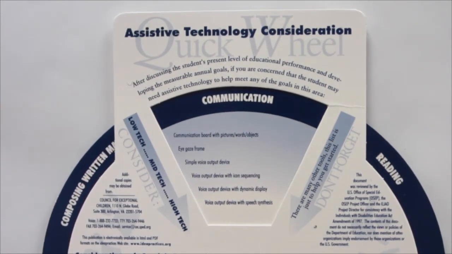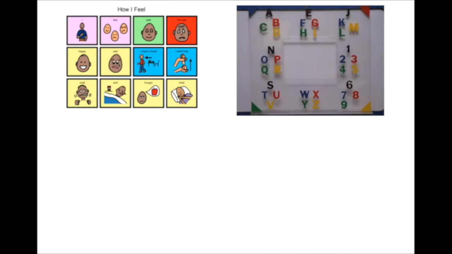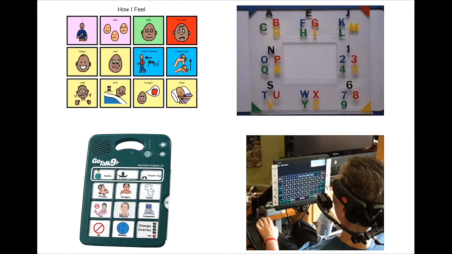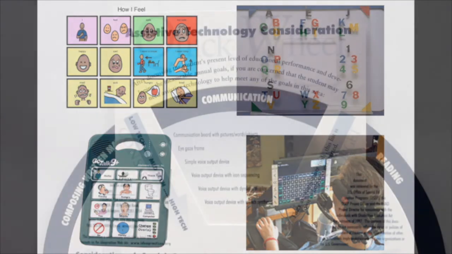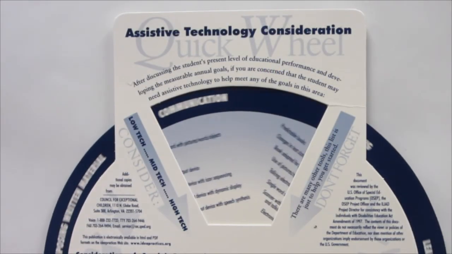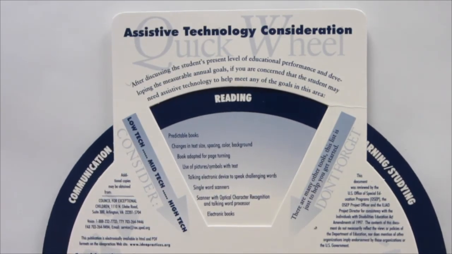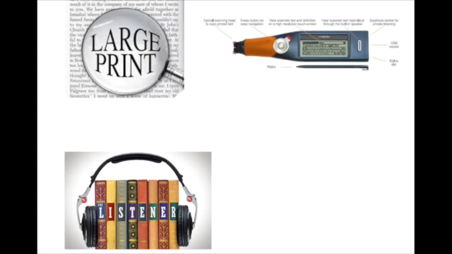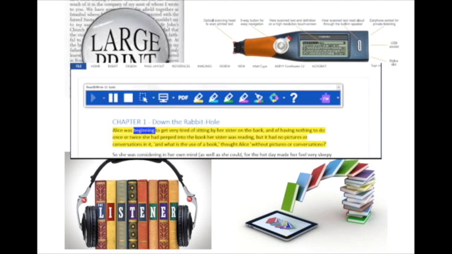Communication. Low-tech options include communication board with pictures, words, and objects, eye gaze boards, voice output device, up through higher tech voice output device with dynamic display. Reading. Consideration for reading assistive technology can include large print books, talking electronic device, electronic books, and text-to-speech.